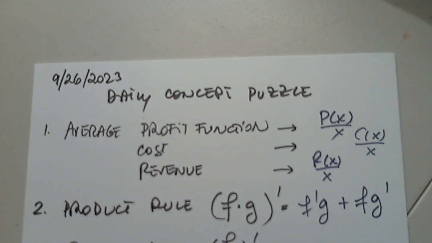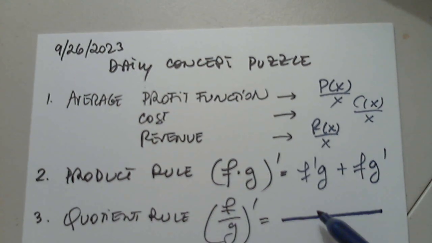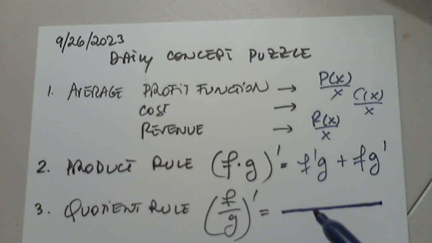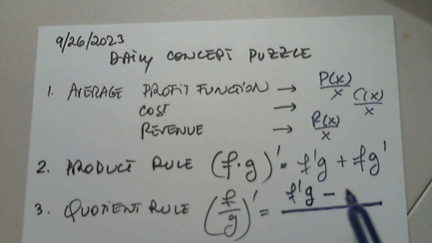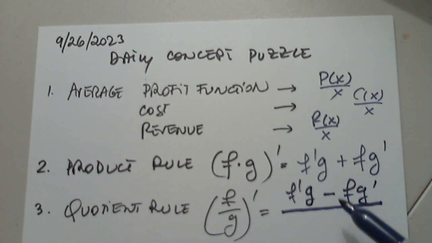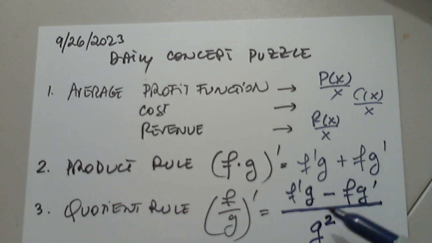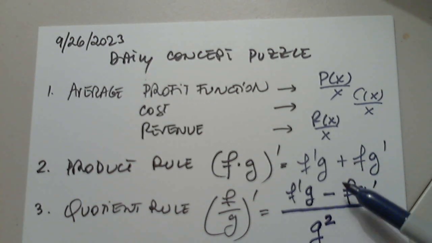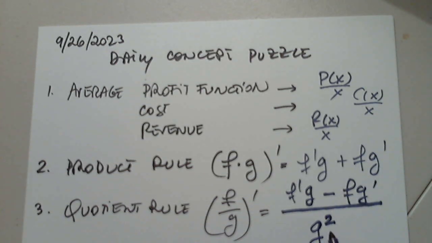What about the ratio? The quotient rule. F prime times G minus F G prime. This part is the same, yes. Over G squared. That's it. So basically easy to remember. They are pretty much the same. One has plus, one has minus. Just the ratio has also in the denominator G squared.